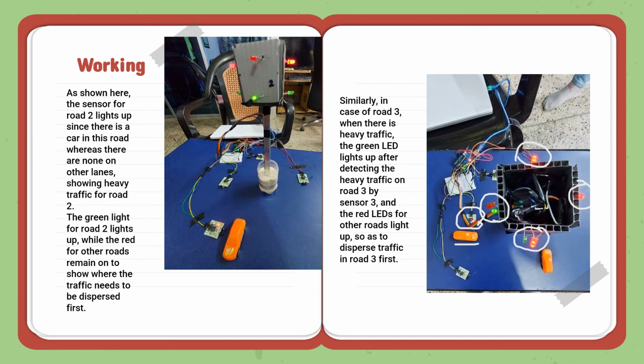Similarly, in case of road 3, when there is heavy traffic, the green LED lights up after detecting the heavy traffic on road 3 by sensor 3 and the red LEDs for other roads light up so as to disperse traffic on road 3 first.